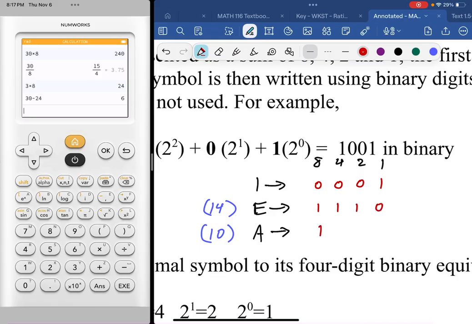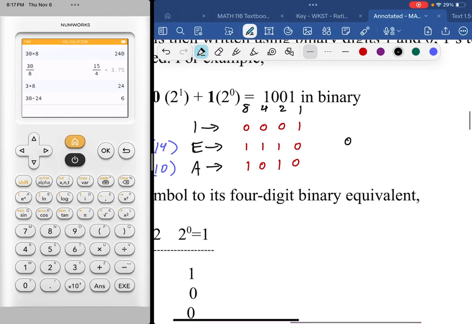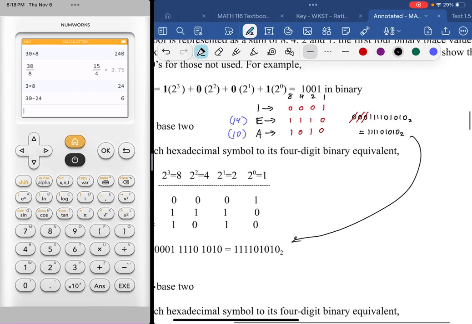And to get to a 10, I'll take an 8. If I take a 4, that's too much. It gets me to 12. I need to get to 10. If I take a 2, that gets me to 10, and then I'm there. So we're good to go. So in binary, this would be 0, 0, 0, 1, 1, 1, 1, 0, 1, 0, 1, 0. But then I would chop off those leading zeros. Don't need those placeholders. And I'd be left with 1, 1, 1, 1, 0, 1, 0, 1, 0, base 2. And that's what we get down here.